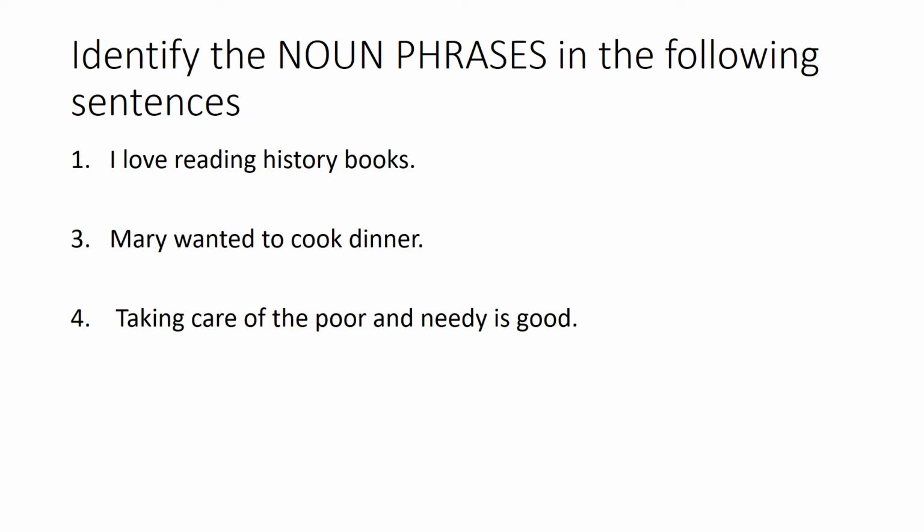Love is the verb. Love what? We get the answer: reading history books. Reading history books is a noun phrase. Second example, Mary wanted to cook dinner. Verb is wanted. Wanted what? We get the answer: to cook dinner. To cook dinner is a noun phrase.